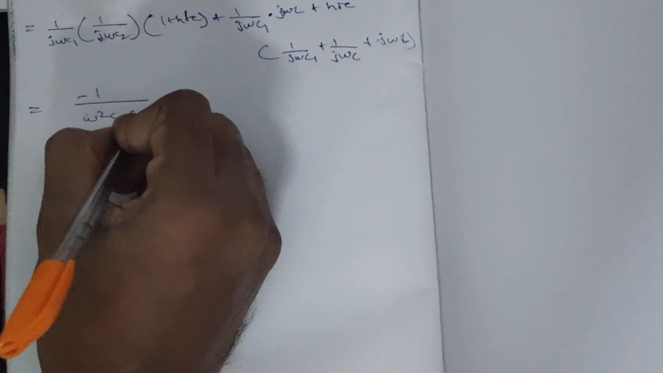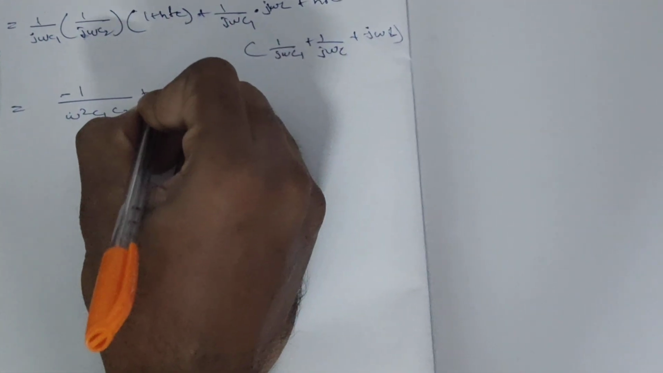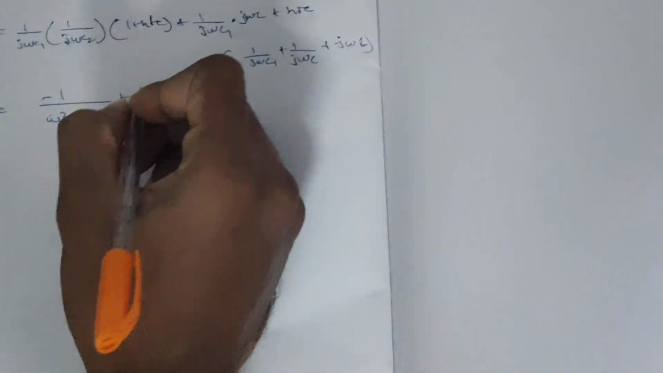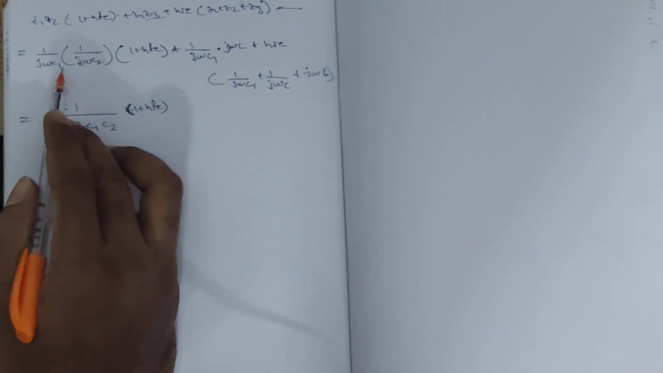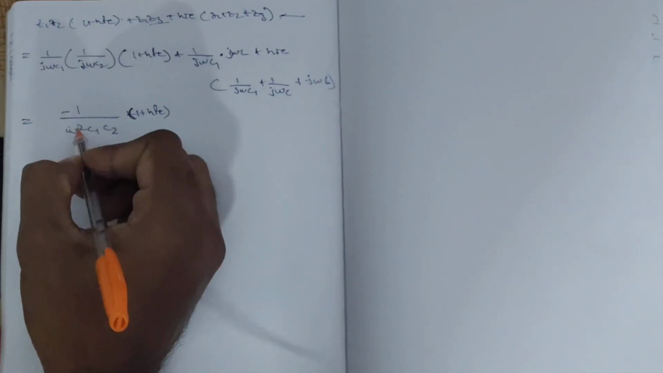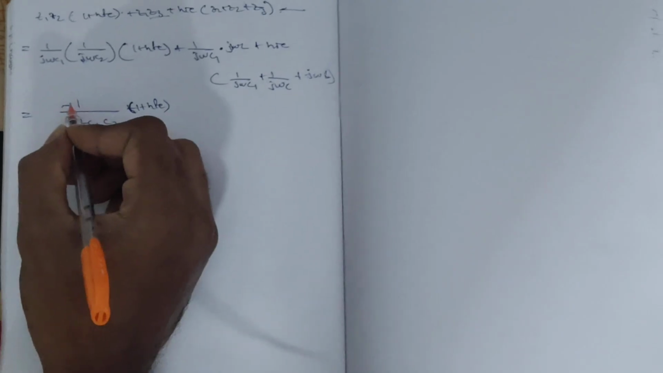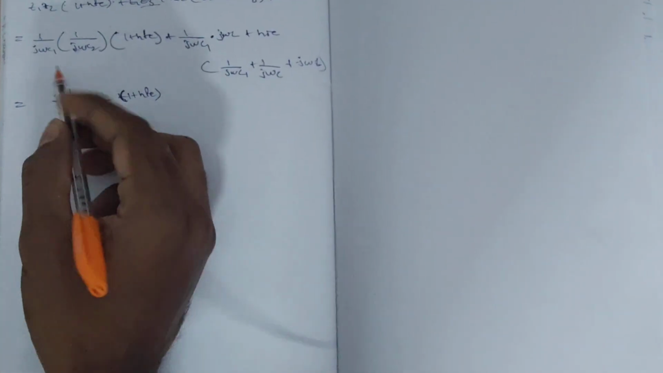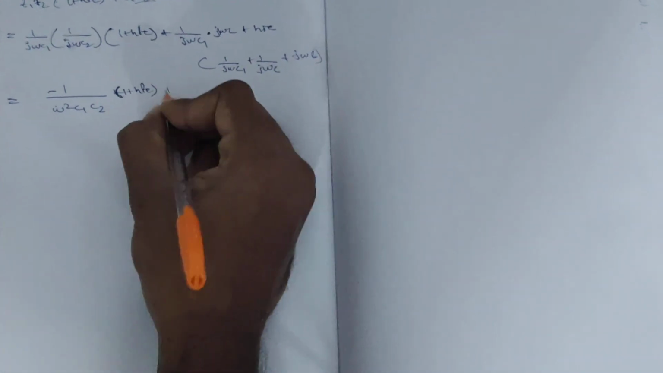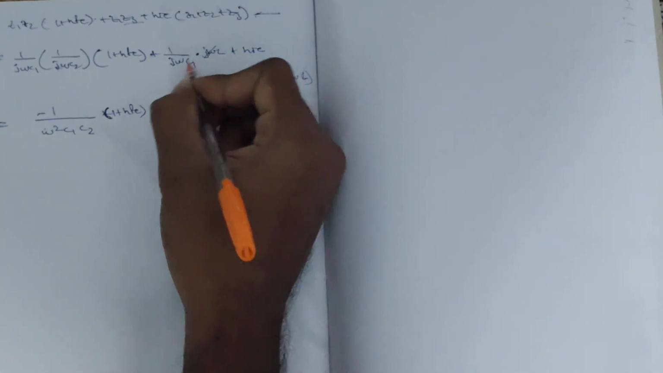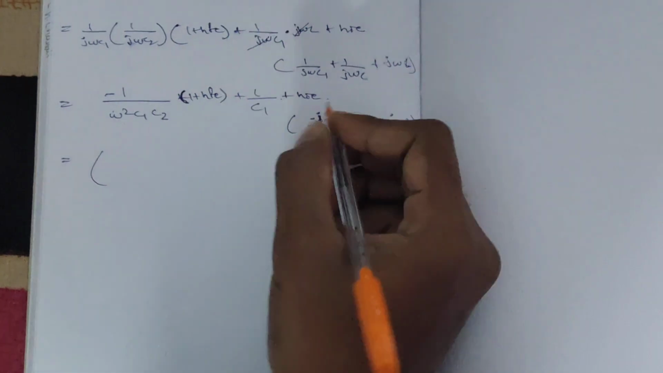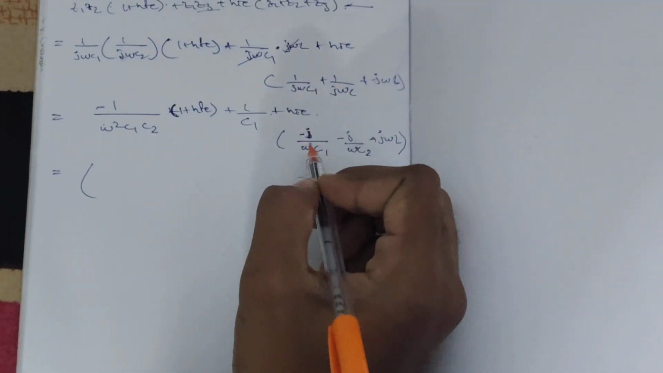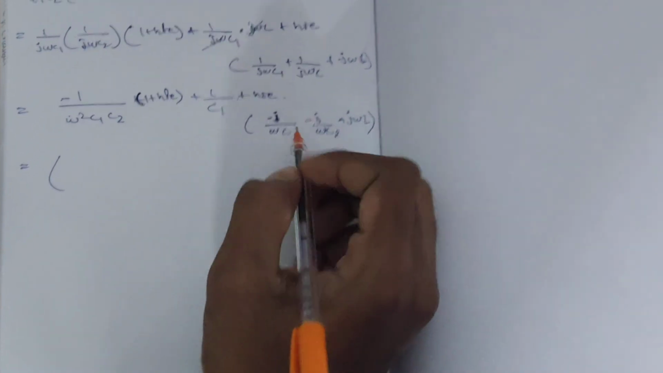The first term gives minus 1 by omega square C1 C2, because when we multiply the two j terms, we get j square, which is minus 1. Then the j omega cancels out, and we get L by C1. And here, 1 by j omega C1 is written as minus j by omega C1.